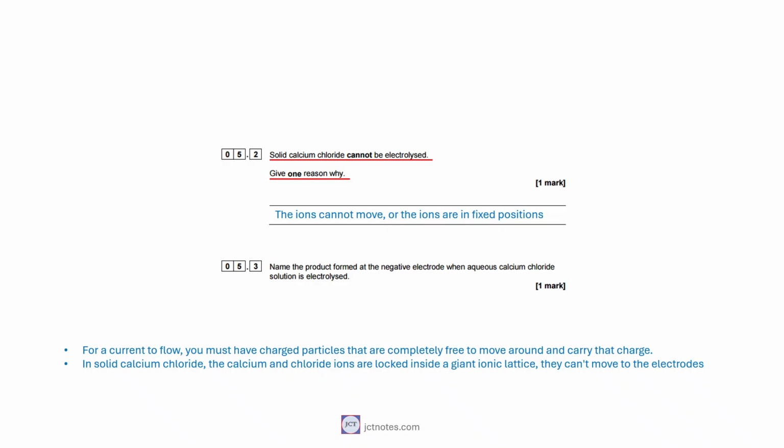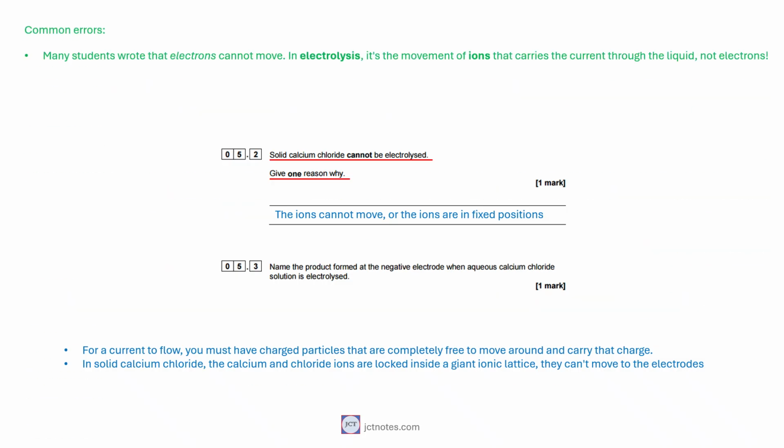The examiner's report highlighted some misconceptions here. Many students wrote that electrons cannot move. Remember, in electrolysis, it's the movement of ions that carries the current through the liquid, not electrons. Other students simply stated that the substance needs to be molten or dissolved, which is true, but that doesn't explain why.